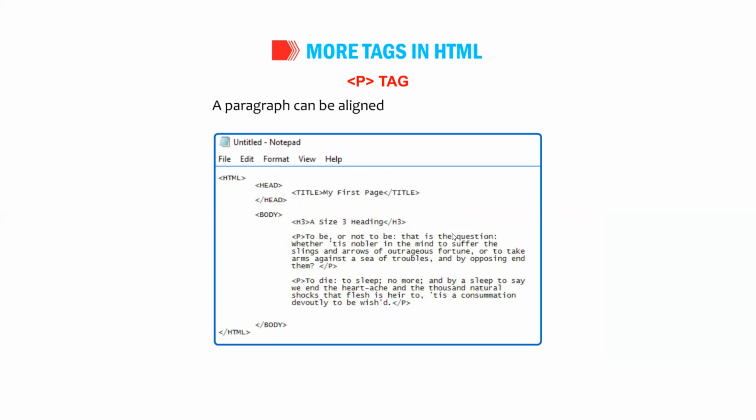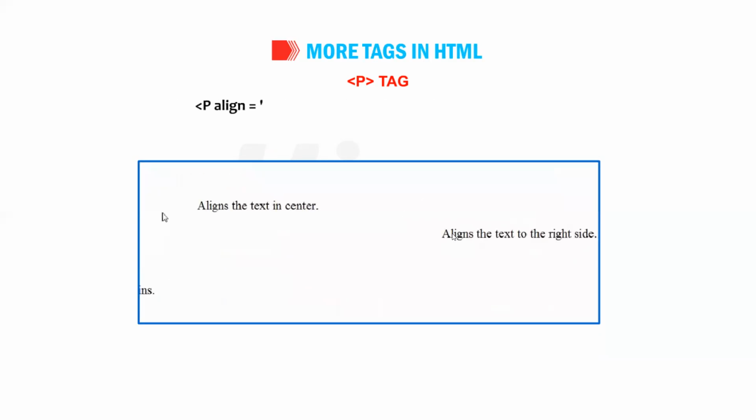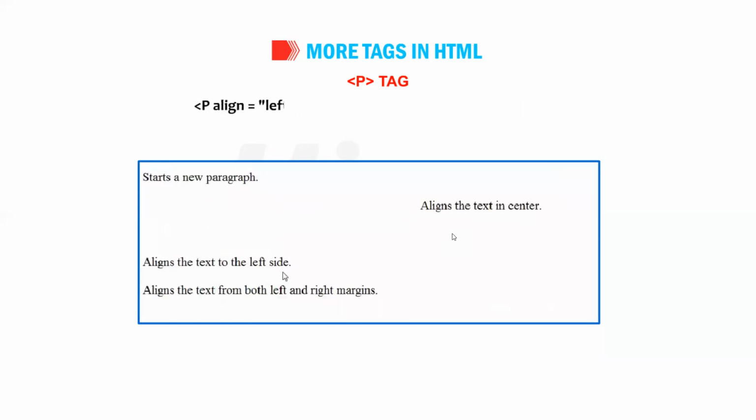A paragraph can be aligned using the attribute align. It can be used as follows. P tag starts a new paragraph. P align="center" aligns the text to the center. P align="right" aligns the text to the right side. P align="left" aligns the text to the left side.